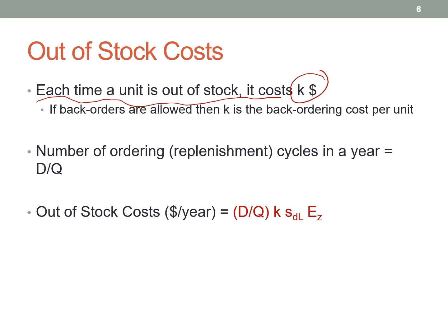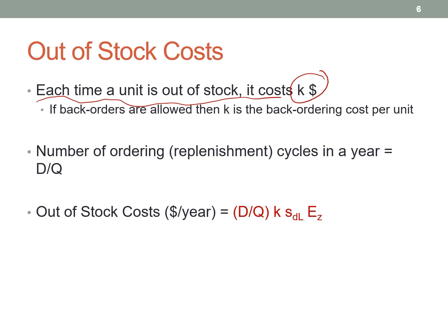When people walk away, the cost of that is not zero because you have lost the ability to make some gross margin or gross profit on that sale. Let's say you sell something for $10 and your landed cost is $8, so you'll make $2 of profit. Each time there is a lost sale, you've lost those $2 of profit. So K could be $2 in that situation.